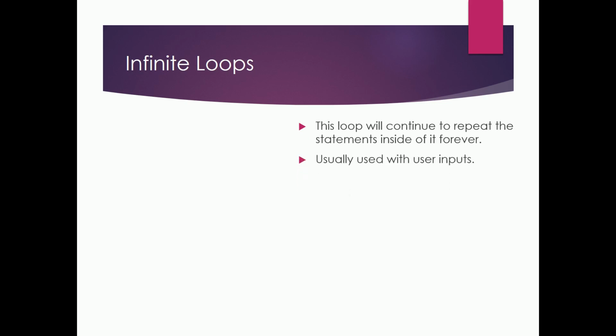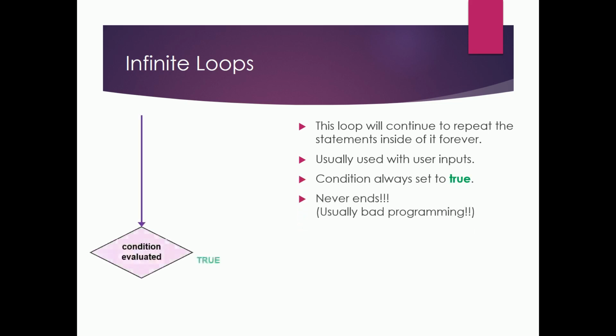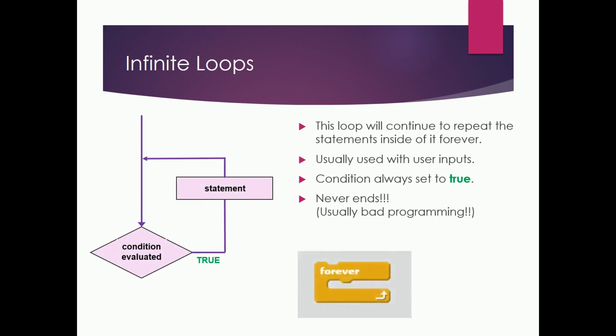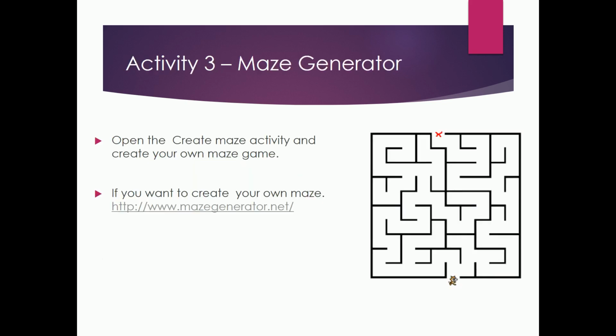Okay, so an infinite loop repeats on and on forever, and it usually is used with user inputs. So looking for key inputs or mouse inputs or anything like that. The condition is always set to true, and it never ends. Okay, so the loop will come down, the condition is evaluated to be true, the statement is executed, and it goes back in. In Scratch, we use the forever loop, which looks like that. And at the top there, you basically have no condition, it just repeats forever. Okay, so there's the statement to be repeated, and it goes on and on forever.